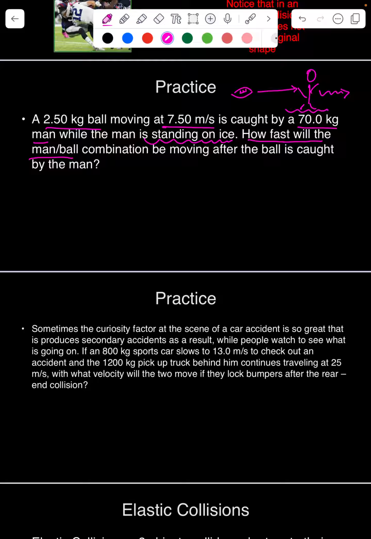So we have to look at our givens. The ball is our first given, our first mass, so that's going to be our first object. We'll say M1. M1, the mass of the ball, is 2.5 kilograms. That ball is originally moving at 7.5 meters per second. I didn't give you a specific direction, so we always assume that it's moving in the positive direction. It is then caught by our second object, the man, who has a 70 kilogram mass.